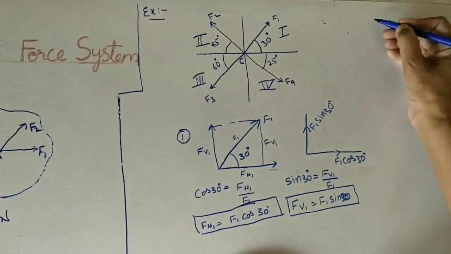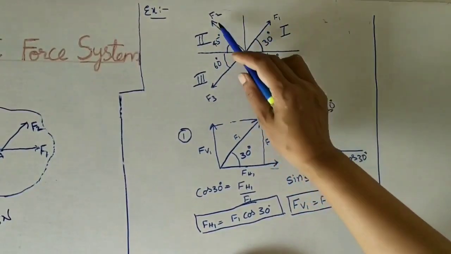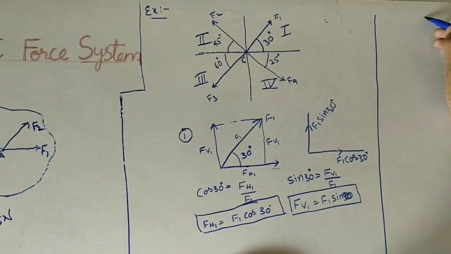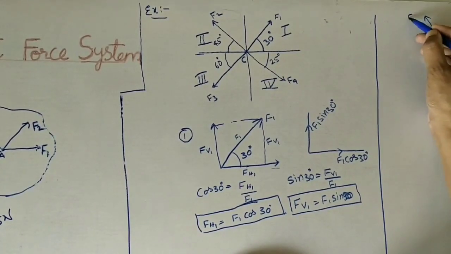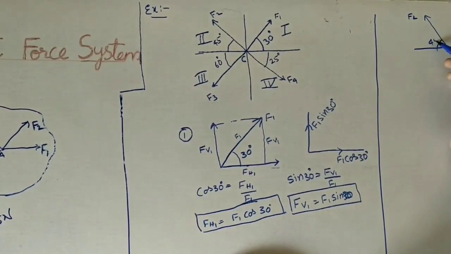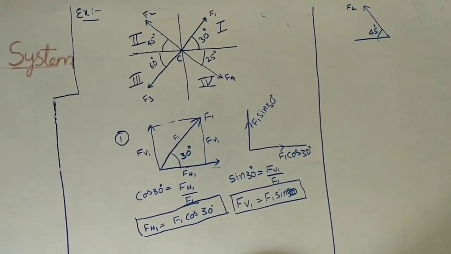Similarly, I will take the second coordinate. Second is this one. Which force is acting here? F2 force. It is acting at 45 degrees. Now I am taking F2 force. How much angle is it acting? 45 degrees. Now here for an inclined force, how many components are there?